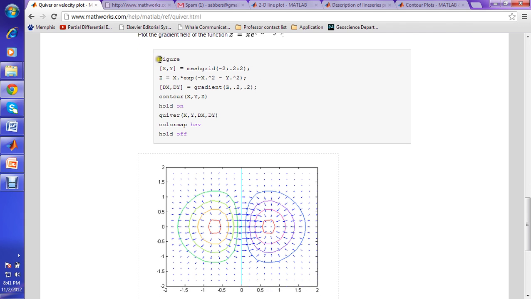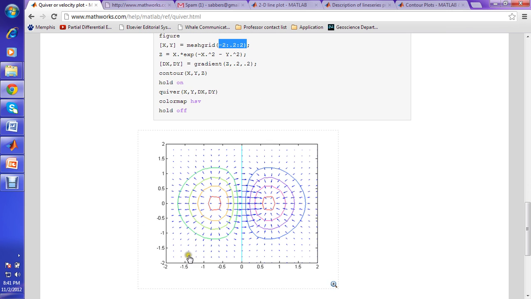For example, we know meshgrid, so let's make a mesh grid of points here. In both x and y axes it should be the same, so minus 2 to 2 with an interval of 0.2.